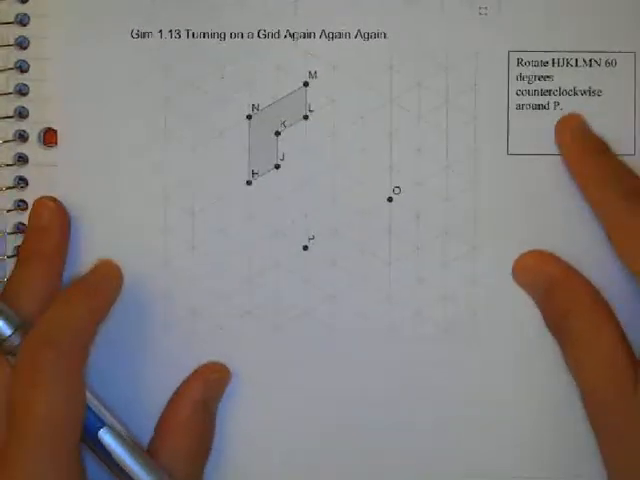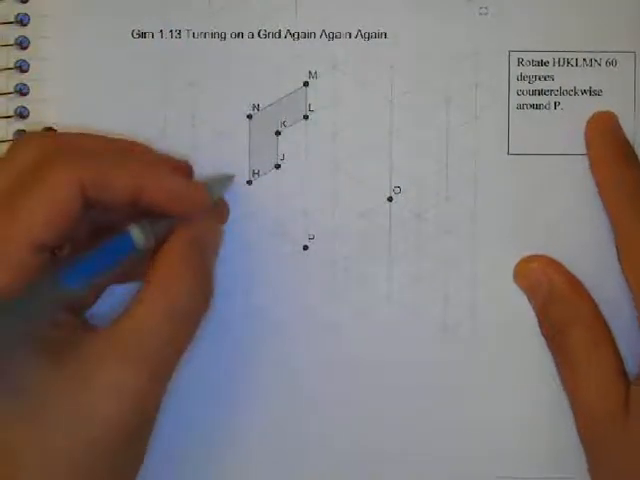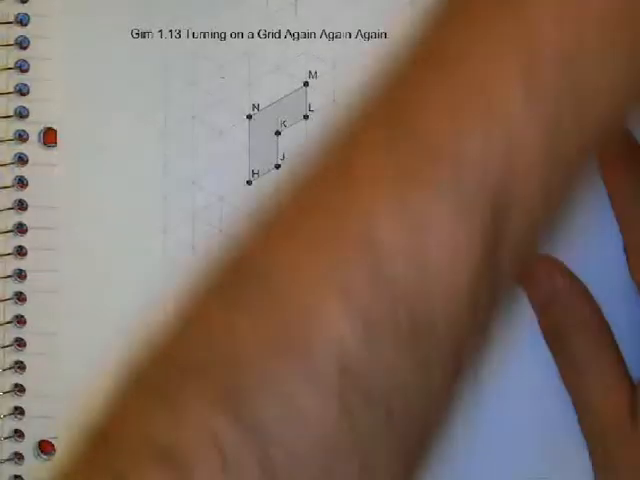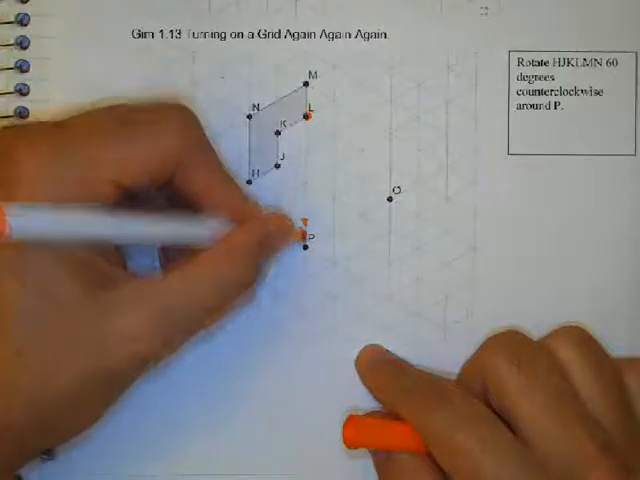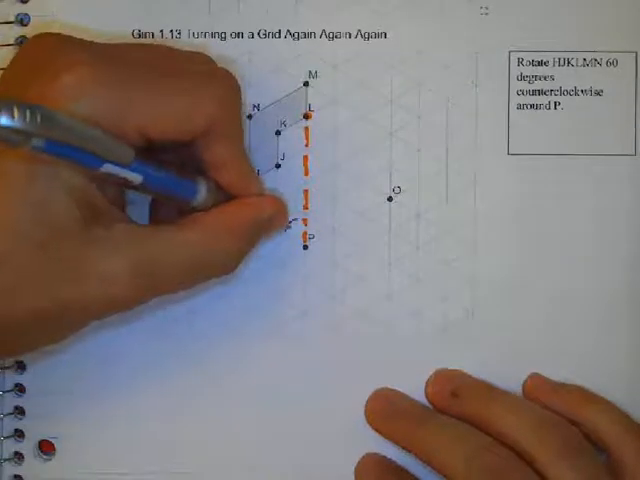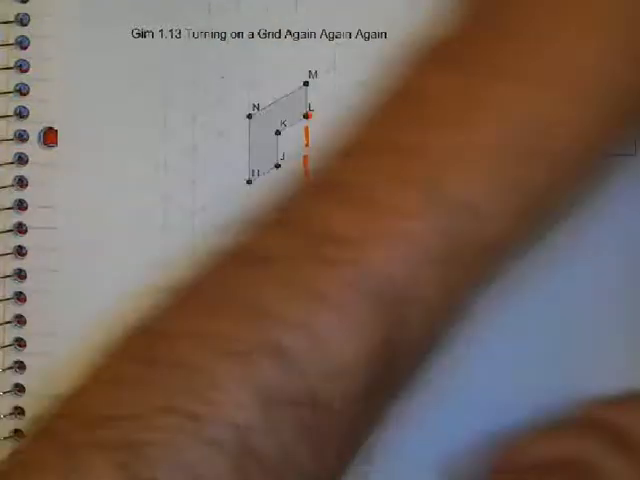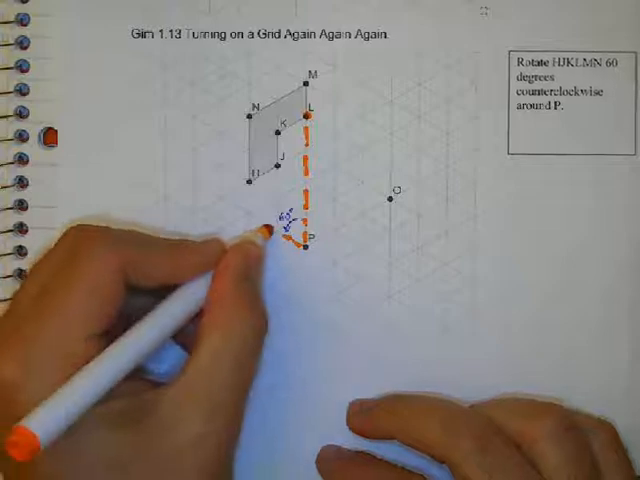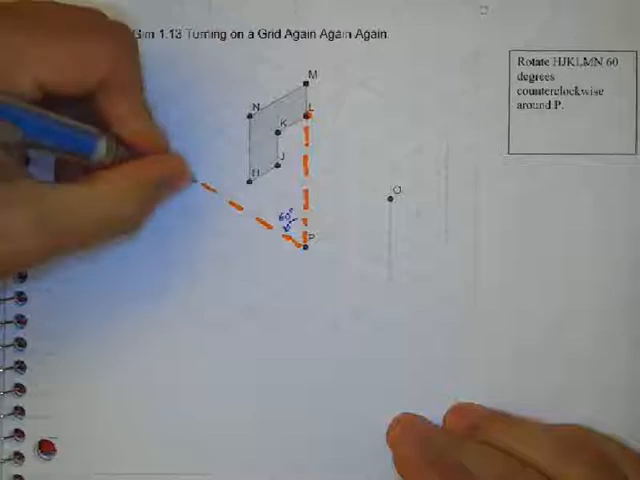All right, let's do the next one. We're going to turn it counterclockwise 60 degrees. To get to L, I have to go up 1, 2, 3, 4. And if I want to go 60 degrees counterclockwise, I have to go the other direction. So now L is going to be 1, 2, 3, 4. So the new L is going to be right there.